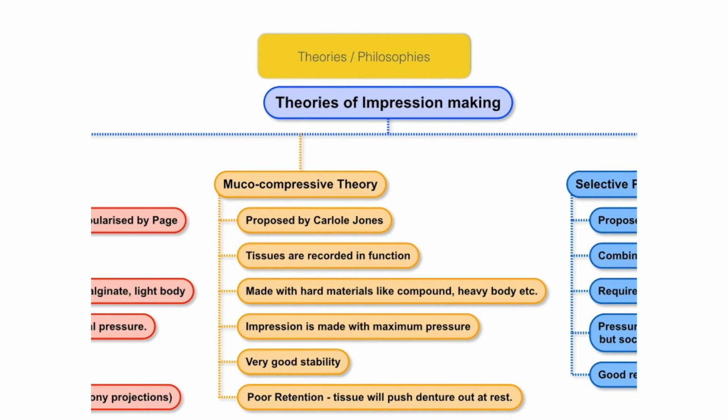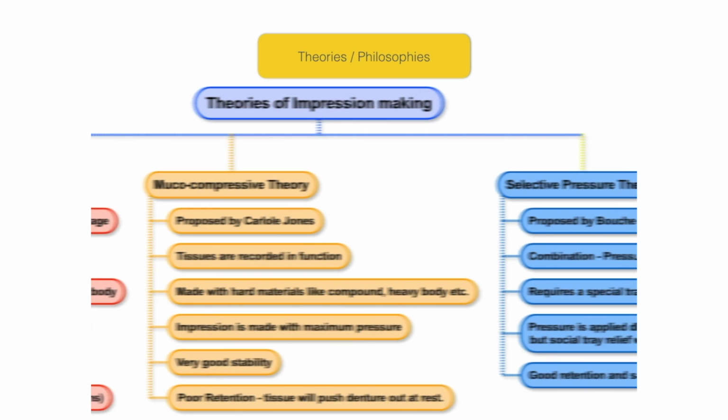Carroll Jones proposed a mucocompressive theory which will record the tissues in function. So basically, a bite force or heavy pressure is applied when the impression is being made. The benefit of this theory is that we get very good stability in function. But when the tissues are at rest, they will push out the denture and there will be a loss of retention. It can also lead to more ridge resorption.